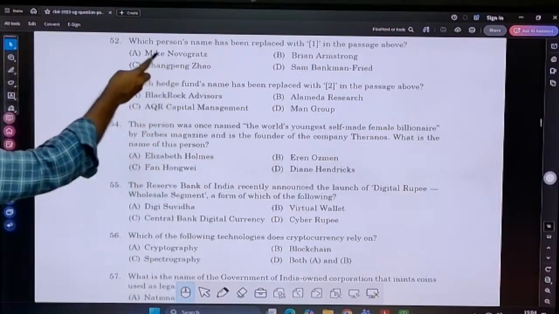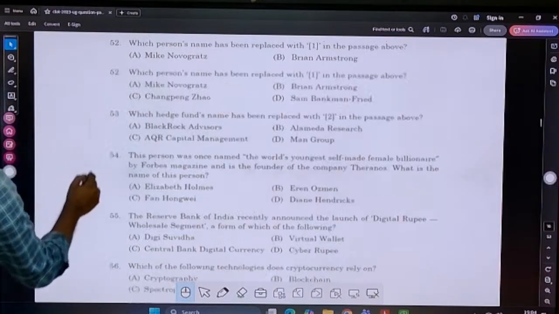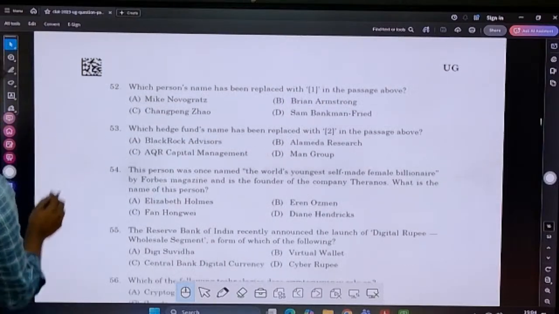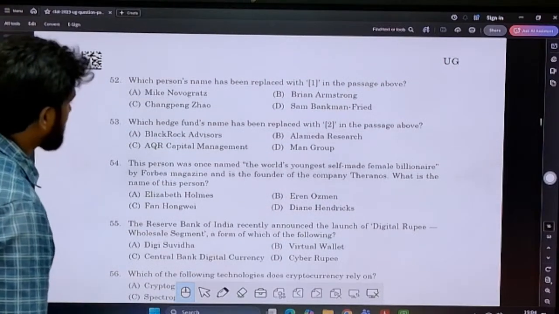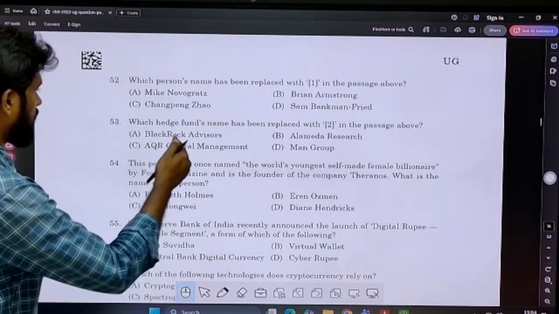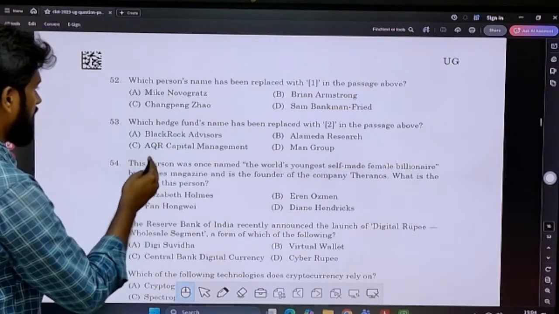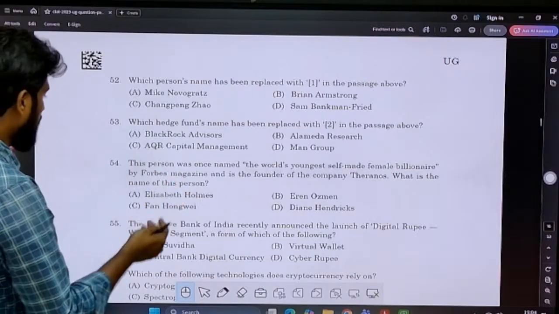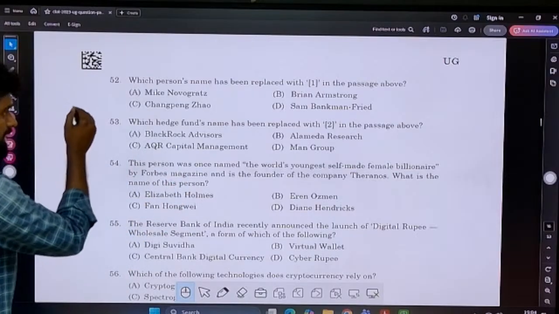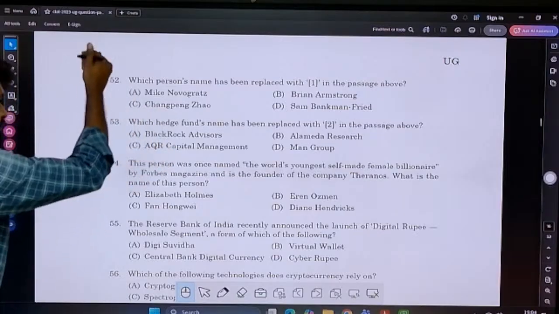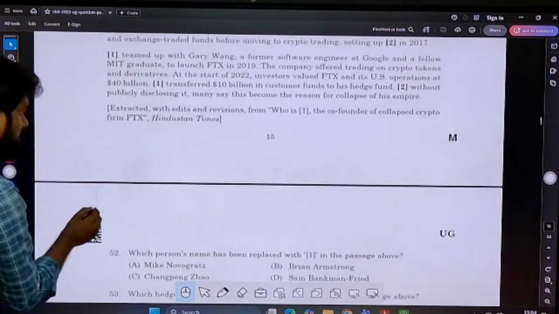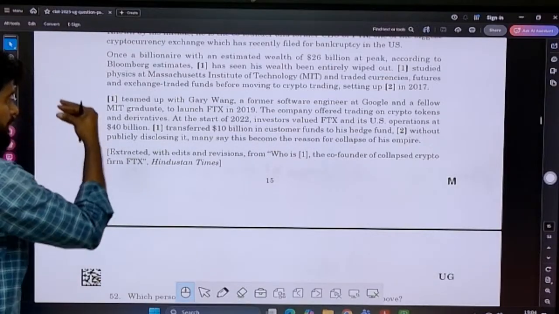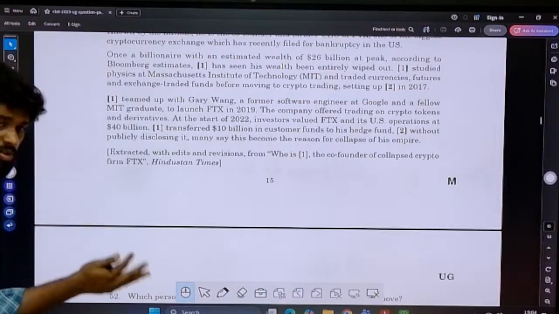Okay, so a YouTube prakaranga, a list prakaranga, who was in the first place, we have to know. Okay, next one. Which hedge fund's name has been replaced with two in the above passage? BlackRock Advisors, Alameda Research, AQR Capital Management, and Man Group. Okay, so we have to read about what? The entire Bloomberg gurinchi and Forbes gurinchi when we read continuously. And if you read about what is this FTX is an organization, if you know it, if you read about cryptocurrencies, because we've seen the newspapers continuously.